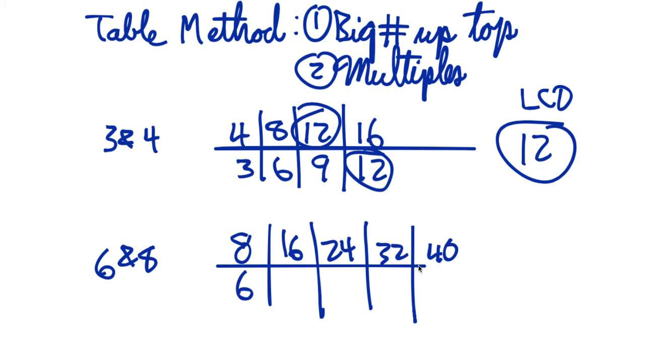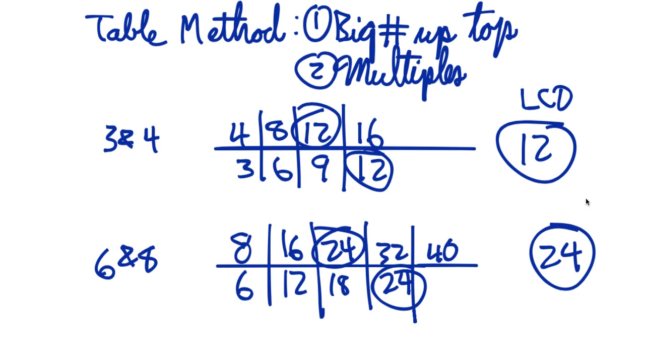Okay, usually that's about as far as we need to go, just as a rule of thumb. And then 6, we're just going to keep on adding 6s to it. So 6 plus 6, 12, plus 6, 18, plus 6, 24. Oh, look, we got a match, 24 and 24. So the LCD is 24. So as soon as you have a match, that is your LCD.